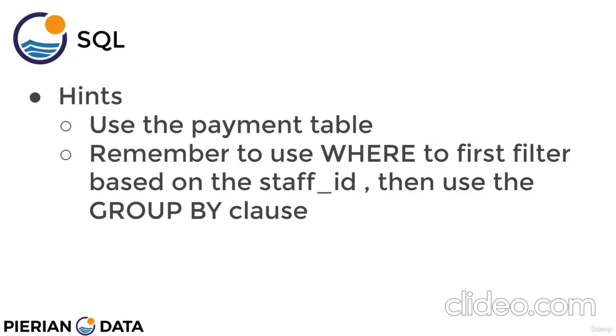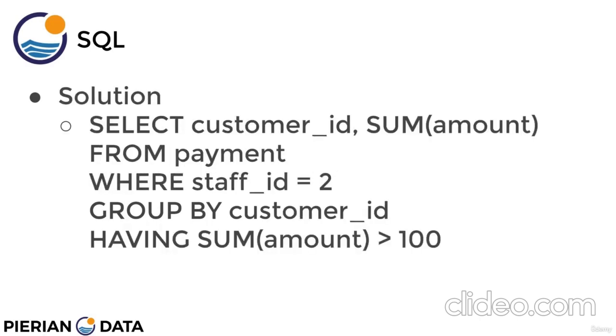And then finally, let's see the solution. Here we select the customer ID and we take the SUM of the amount in order to calculate who has more than $100 from the payment table. We first, however, filter where staff ID is equal to 2. That way, when we do the GROUP BY on the customer ID, we're only considering people where the actual payment transaction occurred with the staff ID equal to 2. And then we check for HAVING SUM(amount) greater than 100.